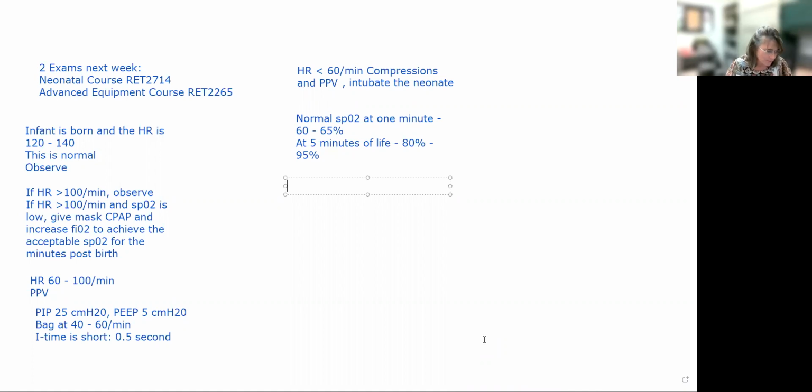So we went through the different testing. One of them was the LS ratio. That's comparing the amount of lecithin to the amount of sphingomyelin. And if there's twice as much lecithin as sphingomyelin, then the surfactant is mature.